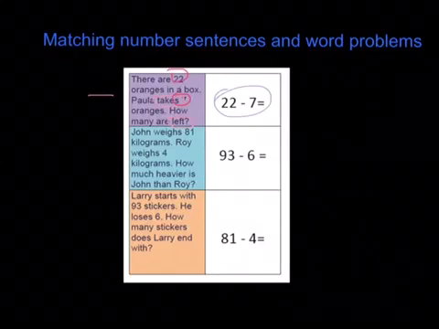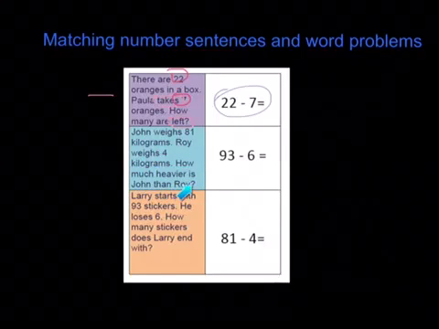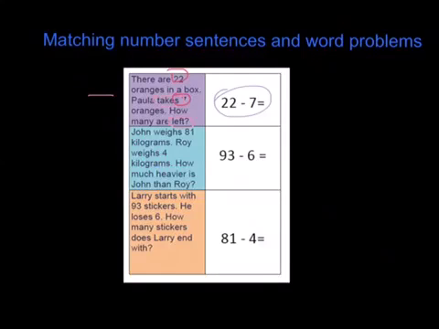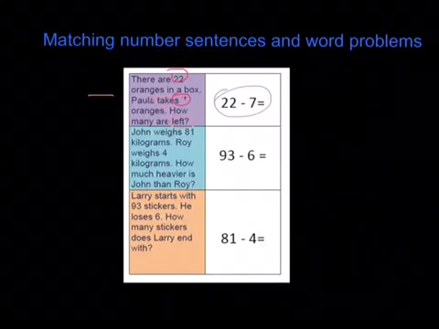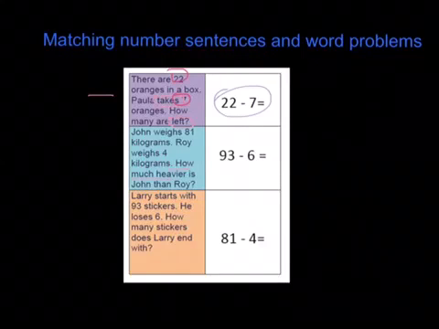Okay, let's have a look at the next one. John weighs 81 kilograms. Roy weighs 4 kilograms. How much heavier is John than Roy? Oh, so this is a bit like that how much more when we looked at the one with the trading cards with Tom and Sam. Let's circle that key information. John weighs 81 kilograms. Still don't know what to do. Roy weighs 4 kilograms. Still don't know what to do with those numbers. How much heavier is John than Roy? How much heavier? So that means that's the same as saying how much more.